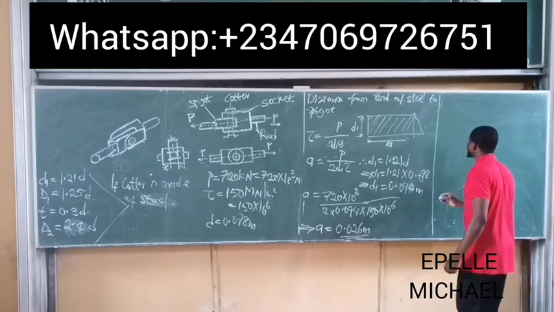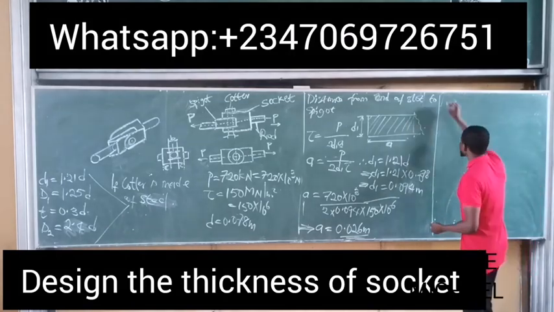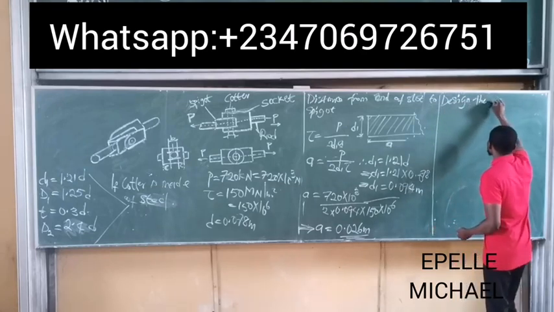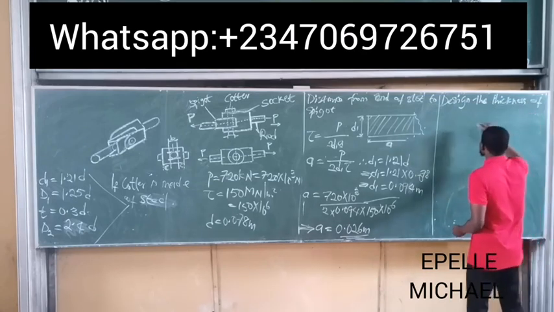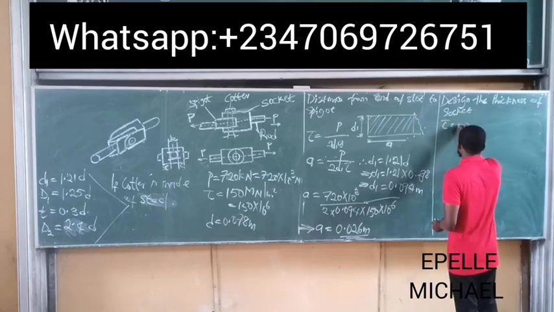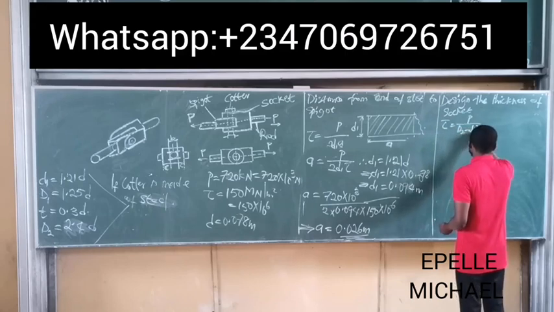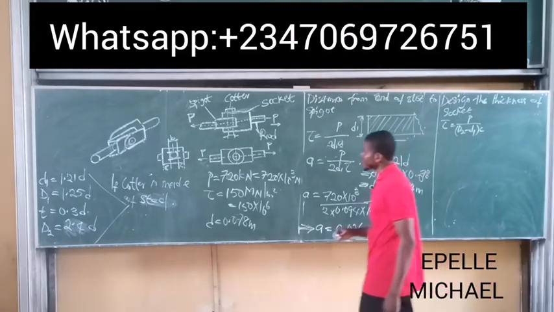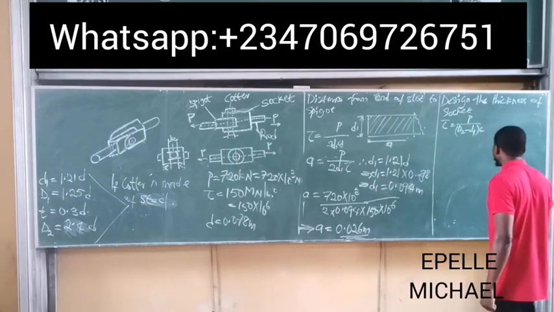So we are designing the thickness of the socket, right? We are to design the thickness of the socket. The formula is given as shear stress is equal to P all over 2 into D2 minus D1, multiplied by C. So the thickness of the socket is simply C, as can be seen here. That's the thickness of the socket, C. All we need to do is make C the subject of the formula.